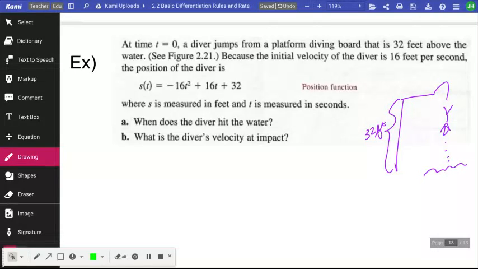Because the initial velocity of the diver is 16 feet per second. So we already know that this is our V naught.